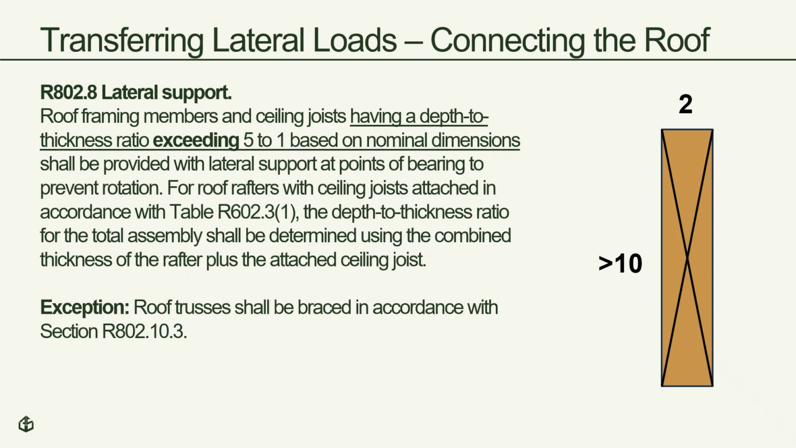While the blocking we just discussed is only required at brace wall panels, there is a general requirement for blocking the roof members where they have a depth to thickness ratio exceeding 5:1 based on nominal dimensions. This would mean that if they are greater than 2x10, then blocking is required regardless of the location of brace wall panels in order to prevent rotation of the framing.